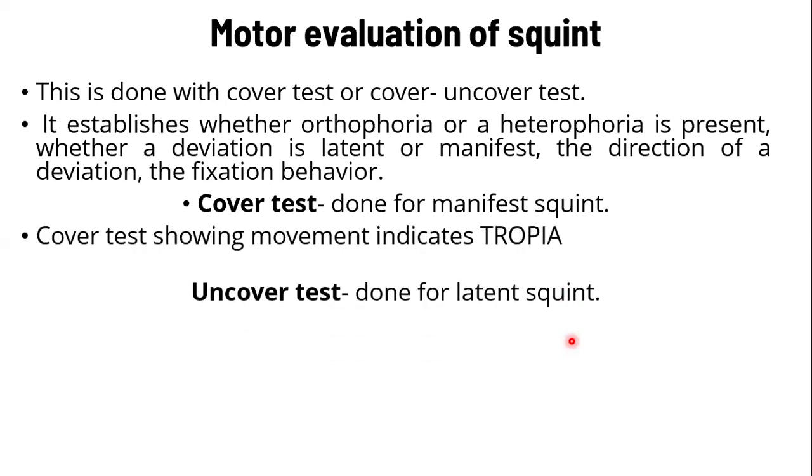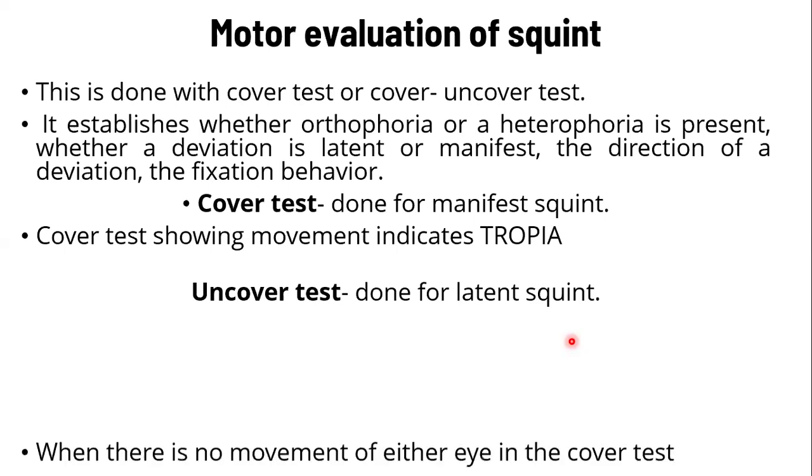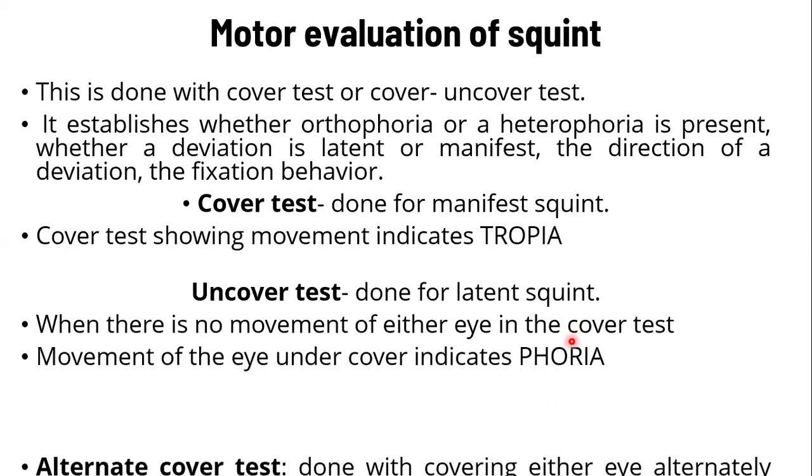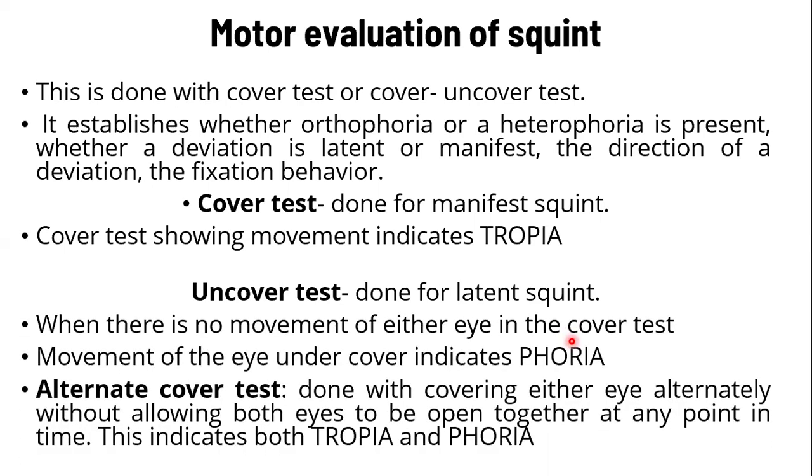Uncover test is done for latent squint. In the same example, if the patient is having right esotropia and I did the cover test over the left eye, the right eye moved outward, then I will do uncover for the left eye and see if there is any movement in the left eye or not, to check for the latent squint. Then the alternate cover test, usually you will see both tropias plus phorias.